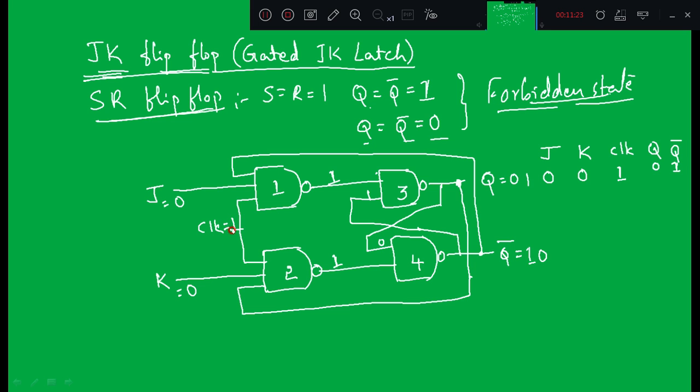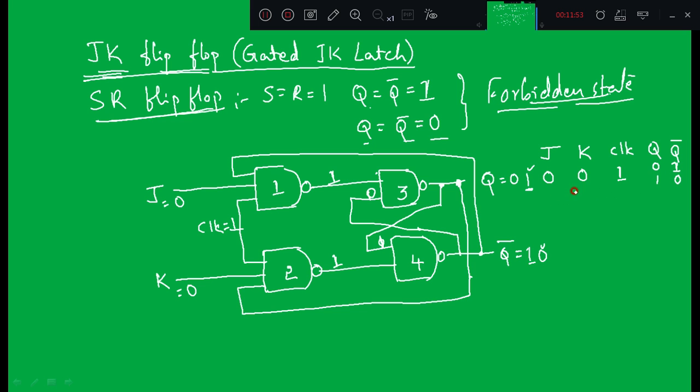So let us apply the clock input as 1. Since one of the inputs is 0 for gates 1 and 2, the output of those gates will be equal to 1. Now since Q bar is 0, I am taking this state, right? Since Q bar is 0, which is connected to one of the inputs of the third NAND gate, the output of the third NAND gate will be equal to 1, and this input is connected to the fourth NAND gate, so 1 NAND 1 is equal to 0. That means the output remains the same in its previous state, right?